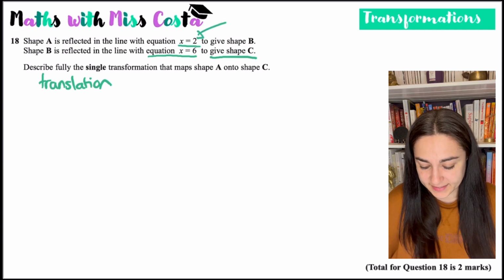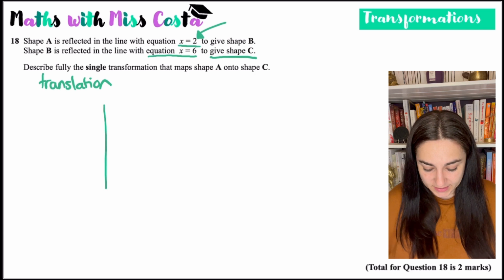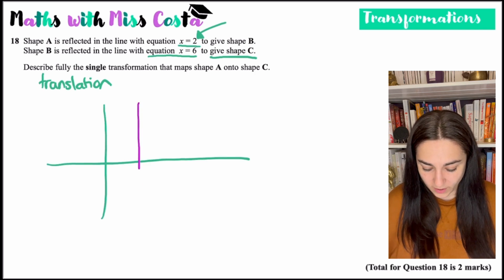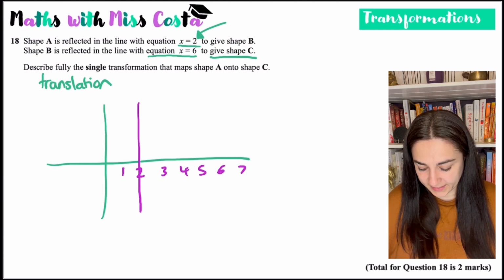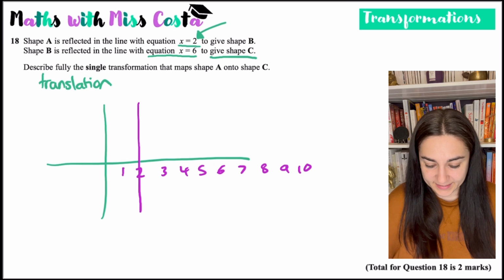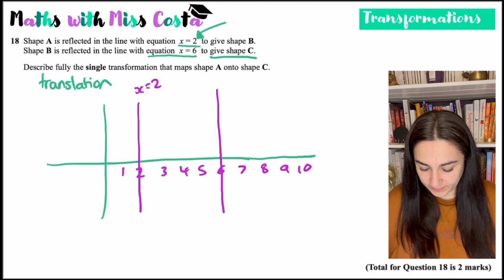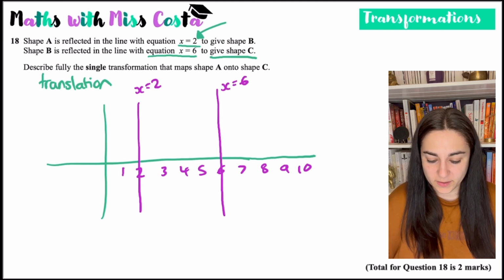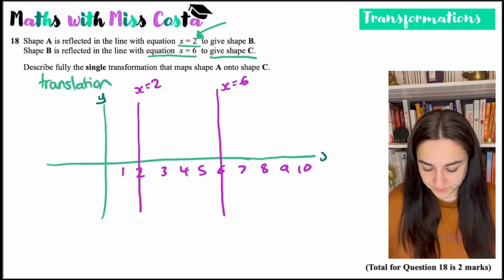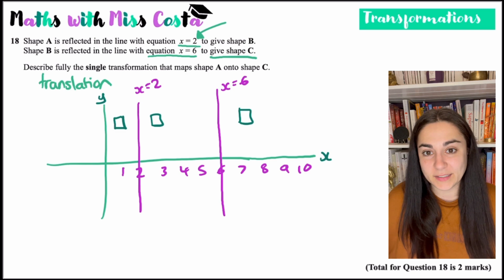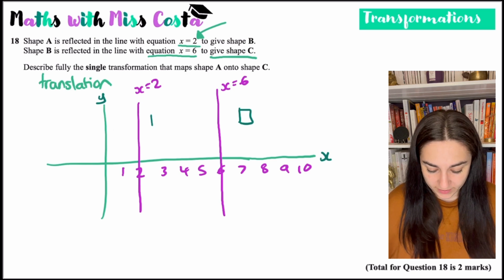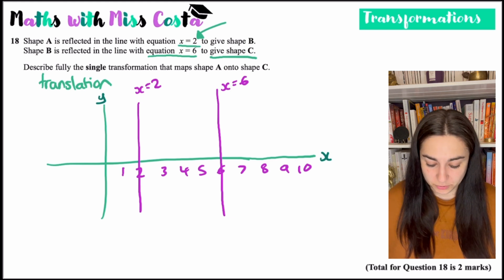And the fact that it is reflected in the lines x equals 2, so in lines that are parallel to the y-axis. So if I just sketched a quick little 3, 4, 5, 6, 7, 8, 9, 10, and so forth, all of these lines, so this would be the line x equals 2, and this would be the line x equals 6, they are parallel to the y-axis. So therefore, if I had a random shape here and I translated it here and then here and whatever, it's only moving along the x-axis. Its y coordinates stay the same. But let's have a go at thinking about it with an example shape.